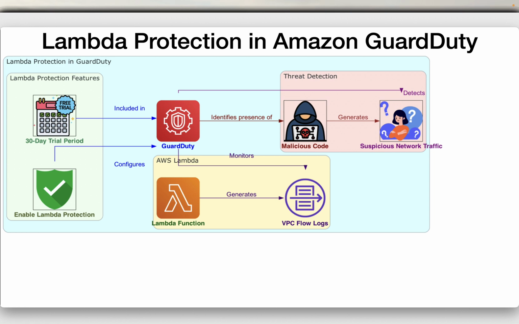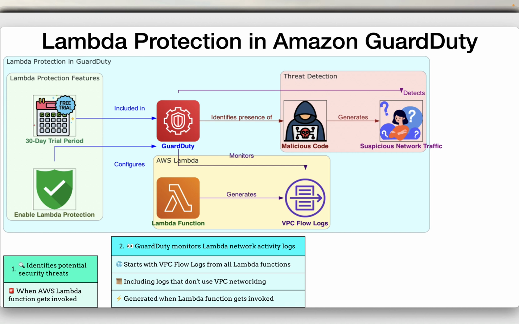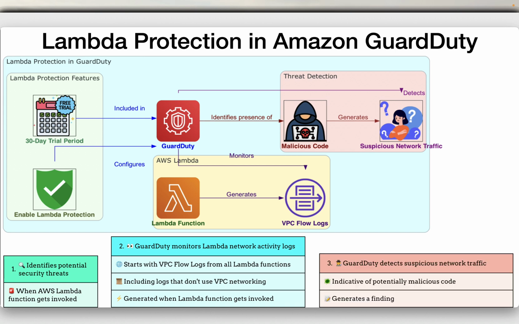Okay, next feature is Lambda protection. Lambda protection helps you identify potential security threats when an AWS Lambda function gets invoked in your AWS environment. When you enable Lambda protection, GuardDuty starts monitoring Lambda network activity logs, starting with VPC flow logs from all Lambda functions for the account, including those logs that don't use VPC networking and are generated when the Lambda function gets invoked. If GuardDuty identifies suspicious network traffic that is indicative of the presence of a potentially malicious piece of code in your Lambda function, GuardDuty will generate a finding.